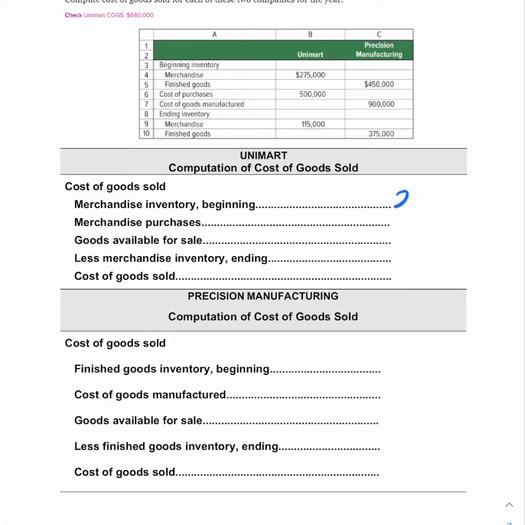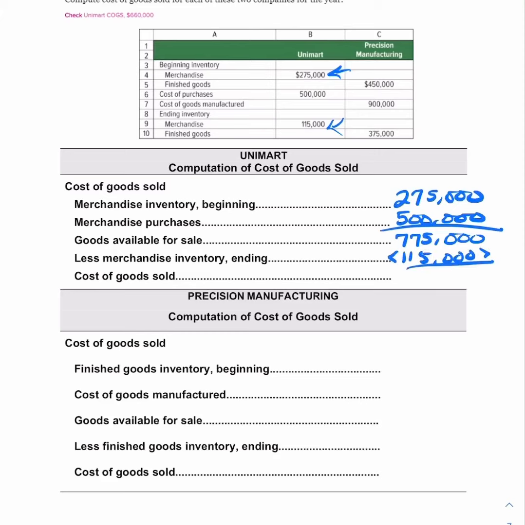So for Unimart, the way the information is given to us, we can take our merchandise inventory, in that beginning balance is $275,000. Once again, that's just given information right there. We then have merchandise purchases of $500,000. When we sum those items together, we see that cost of goods available for sale is $775,000. We then need to back out that ending inventory of $115,000 because if we still have it, it has not been sold.